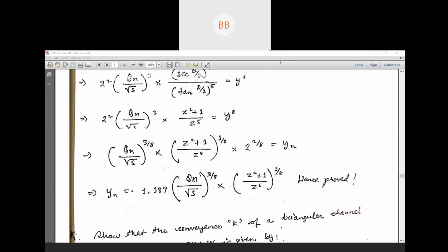I think in the last class we have already discussed this numerical, right? This is done, right? Yn equal to 1.189 (Q multiplied by n divided by root over bed slope) to the power 3 by 8. We have already derived this one in the last class.